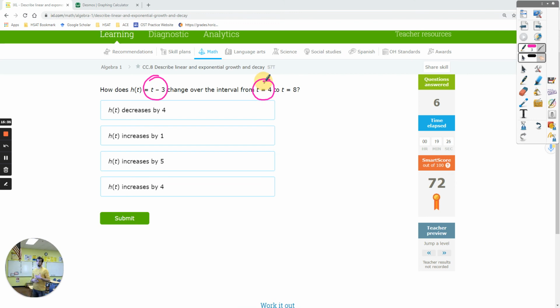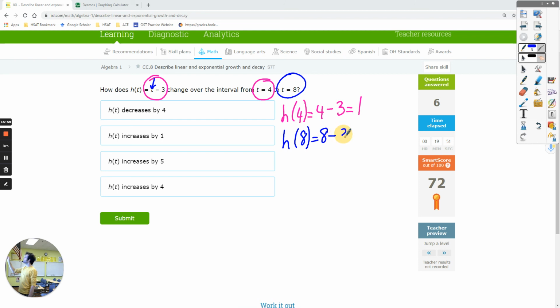First, let's start with t equals 4. Rewrite the function: h of 4 equals, now the t becomes 4 minus 3. The answer is going to be 1. Now let's do another substitution. t equals 8. h of 8, when I put 8 instead of t, turns into 5.